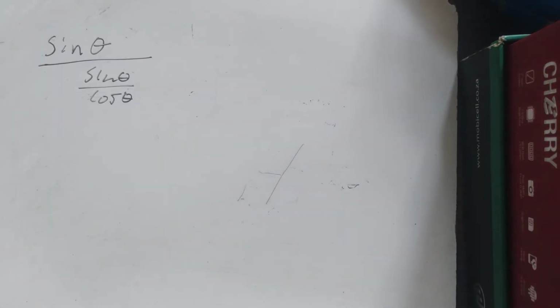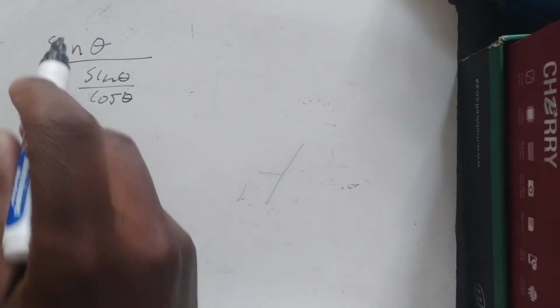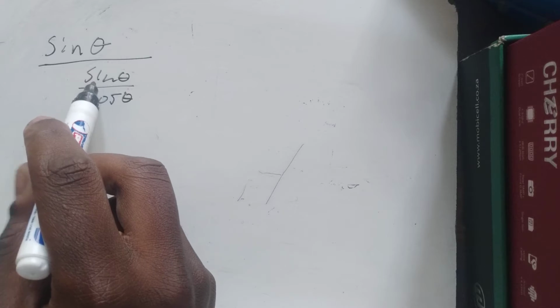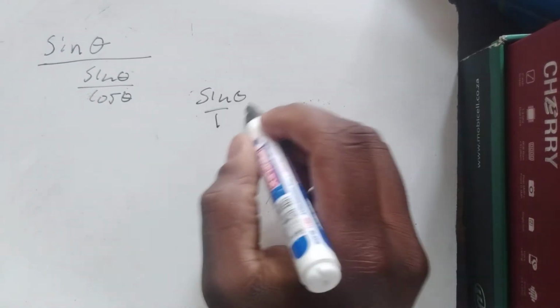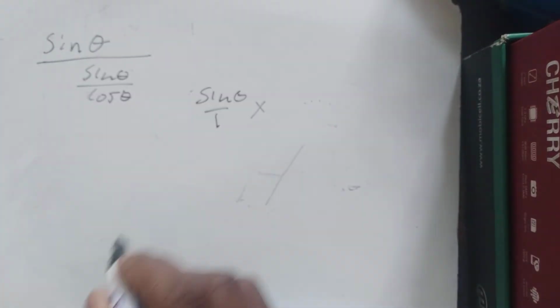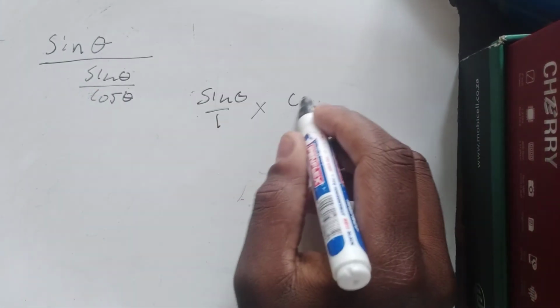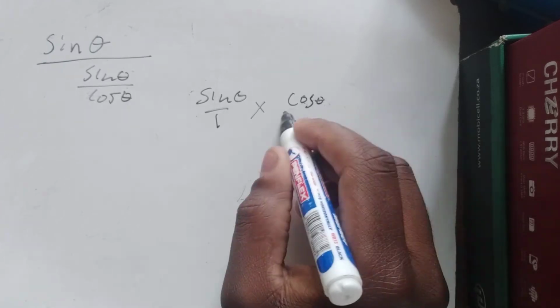So sometimes we can have something like this. This is still division of fractions. It's basically sine divided by this stuff. So what you do is sine is the same as sine over 1, right? Then you change the division sign into multiplication. Then we switch the second fraction. So this is cos over sine.